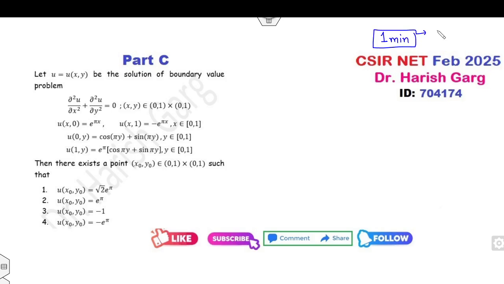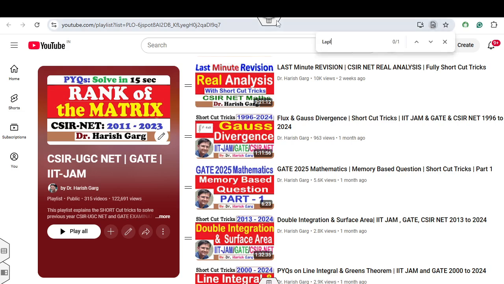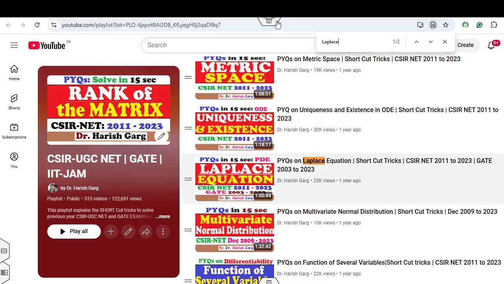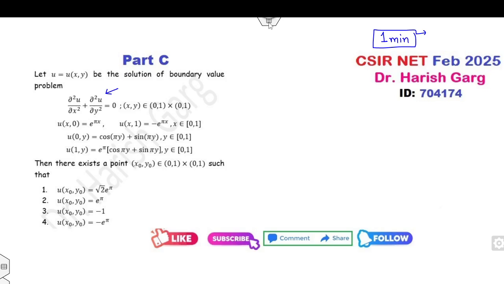But how? Let's see. First of all, you can see this is a Laplace equation, and if you have already watched my lecture on the Laplace equation, within 15 seconds you can get the answer, whether it's the CSIR NET or the GATE examination. Now you can see it's very simple. First of all, your target is to find the solution, that is, the solution u of x comma y.